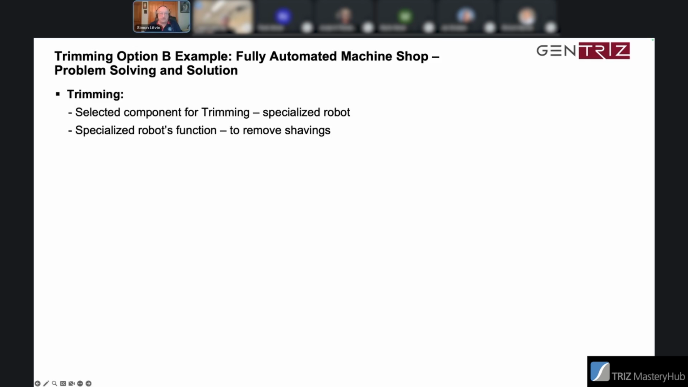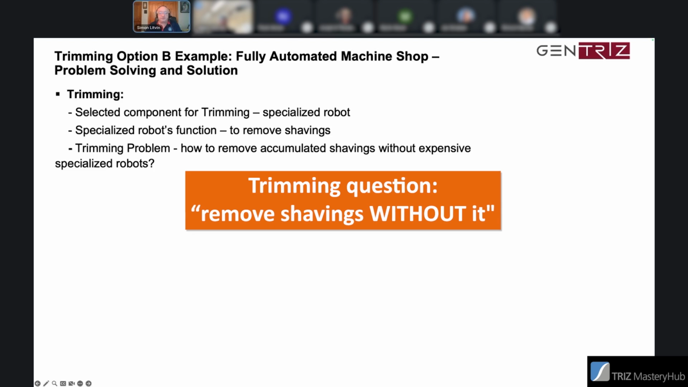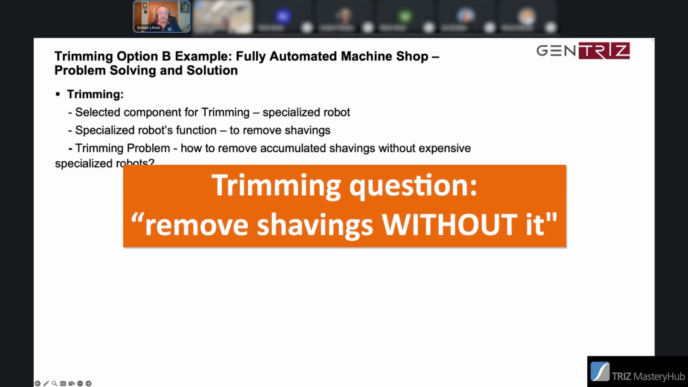Then we should formulate the function of this robot: to remove shavings. Next, please. Here is the trimming problem. How to remove accumulated shavings without an expensive specialized robot?